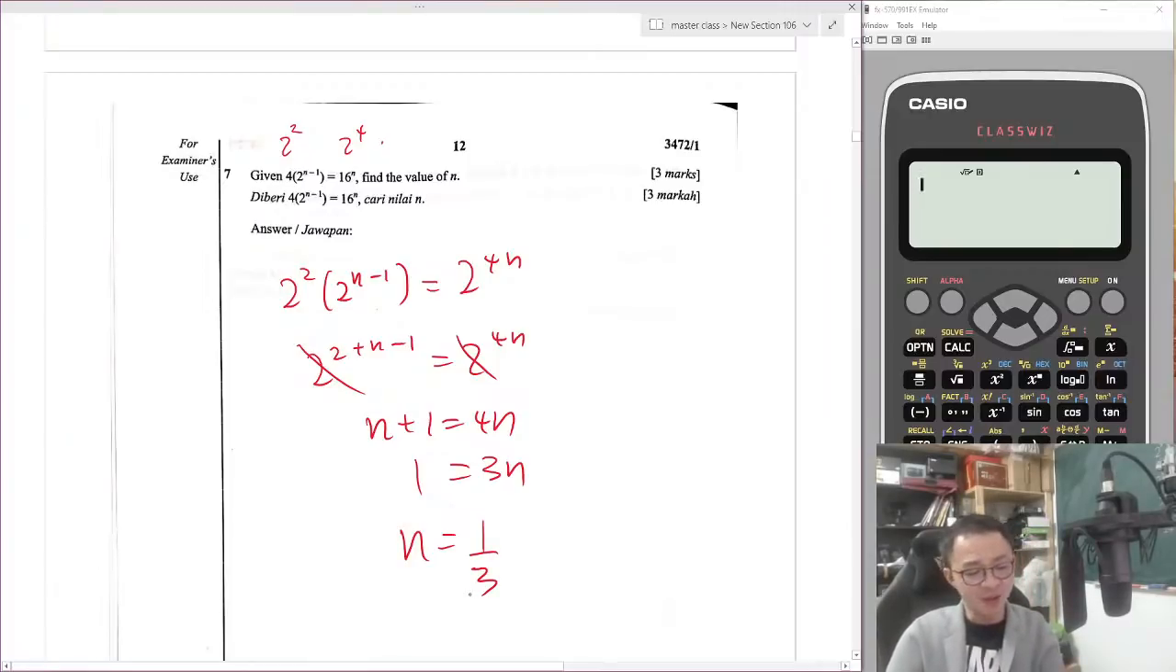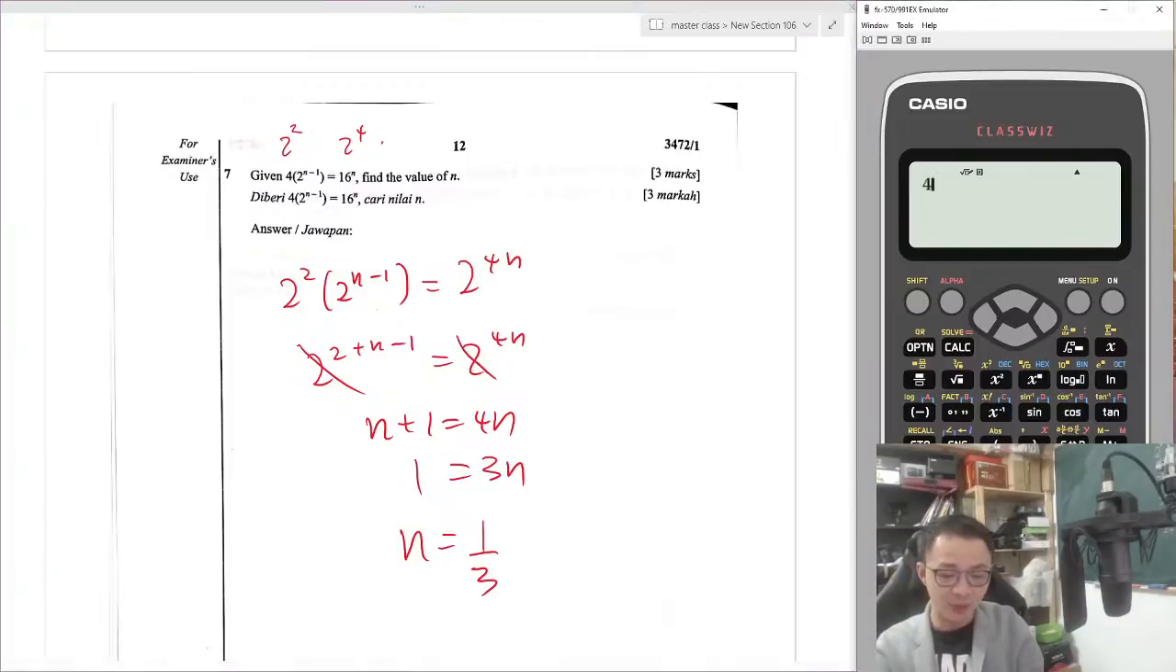For this kind of question, you can always substitute into a calculator to check whether your answer is correct or wrong. So what I will do is 4 multiplied by 2 to the power of n, where n is 1 over 3, power 1 over 3 minus 1. So I will get about 2.5198. Then I do 16 to the power of 1 over 3. If I get the same answer, that means my n is correct. If I don't get the same answer, it means my n is wrong. So both will get about 2.5198, then it is correct.